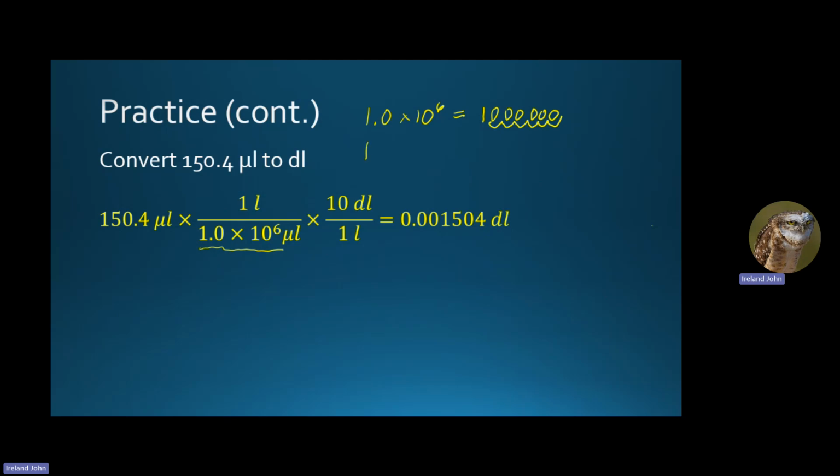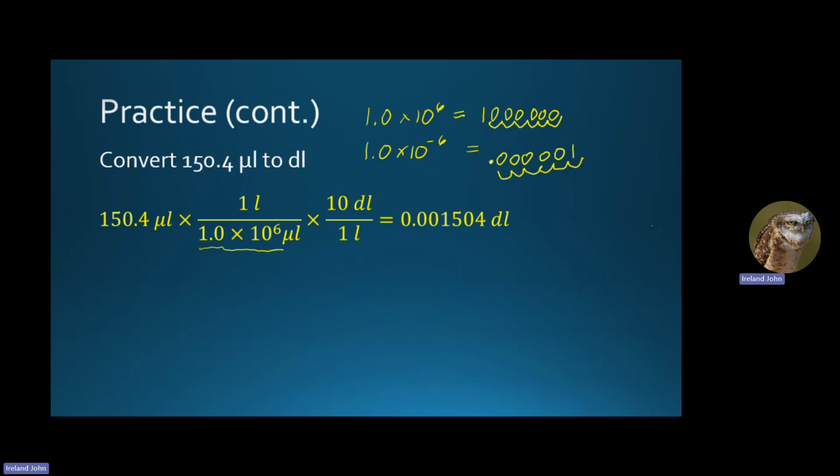In contrast, if I say 1.0 times 10 to the minus 6, you would take the decimal point and you would move it 6 positions to the left. So it'd be 1, 2, 3, 4, 5, 6. Point, like that, right? We're going to be using that a lot.